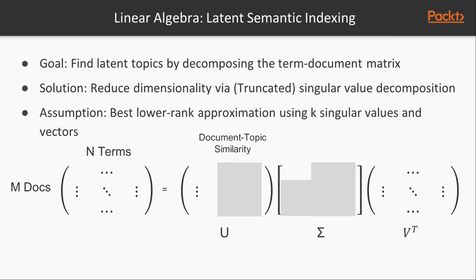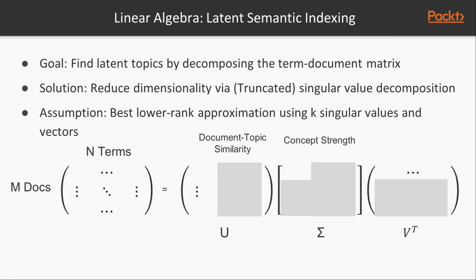Similarly, for the sigma matrix, we would only keep k of the singular values and set the others to 0, and we would then also cross out everything but the first k rows of the V matrix, which gives us an expression of the term to concept similarity. So we have documents, topics, and terms and concepts. Terms, concepts, and topics mean the same thing here.